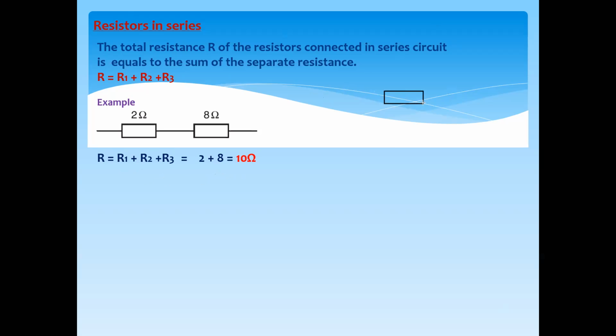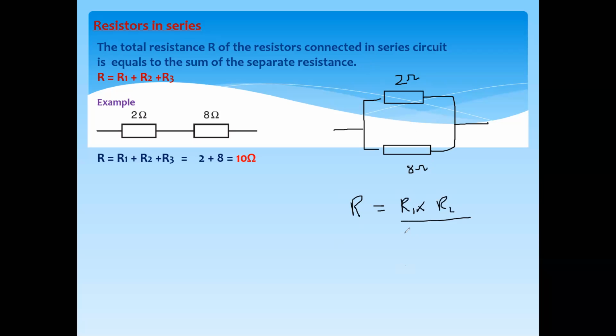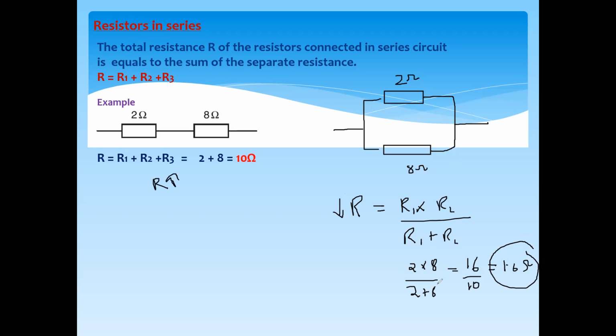But if they are in parallel, for example, if two resistors are connected in parallel to each other, one is 2 ohm, another one is 8 ohms. And if I want to find the total resistance, what is the formula to find the combined resistance for two resistors? It is the product of the two resistors divided by the sum. So what is the product? It will be 2 multiplied by 8, which is 16, divided by 2 plus 8, which is equal to 10. So 16 divided by 10 equals 1.6 ohms. So you can see here, when two resistors are connected in parallel, the combined resistance or total resistance decreases. When they are connected in series, the combined resistance or the total circuit resistance will increase.